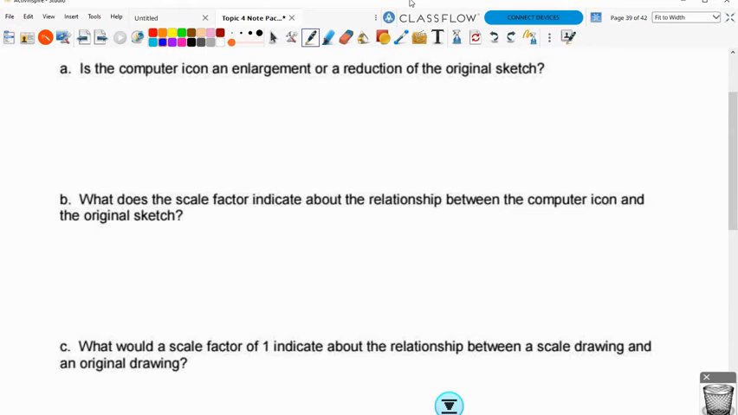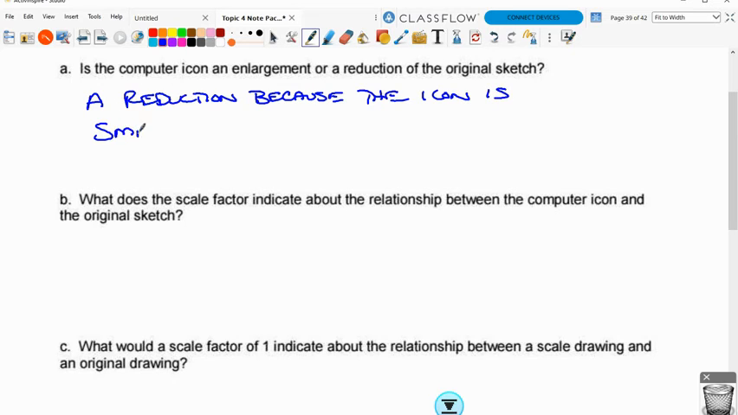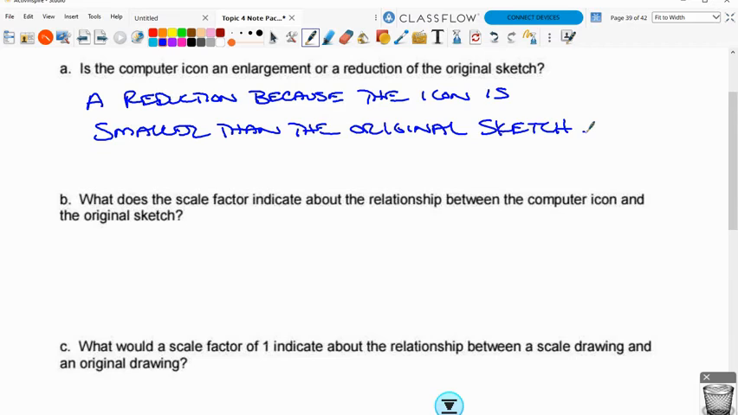Question A asks, is the computer icon an enlargement or a reduction of the original sketch? Well, if you compare the size of the lengths on the computer icon to the original sketch, the computer icon is smaller, so we're going to call that a reduction. It is a reduction because the icon is smaller than the original sketch. When the scale drawing is smaller, we call it a reduction.